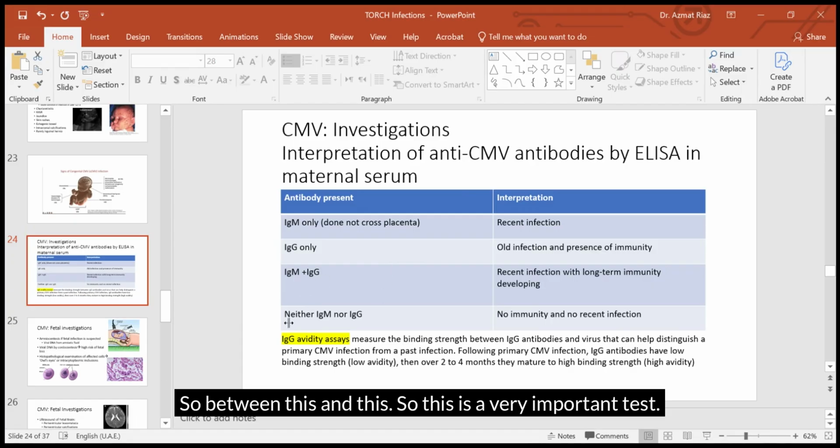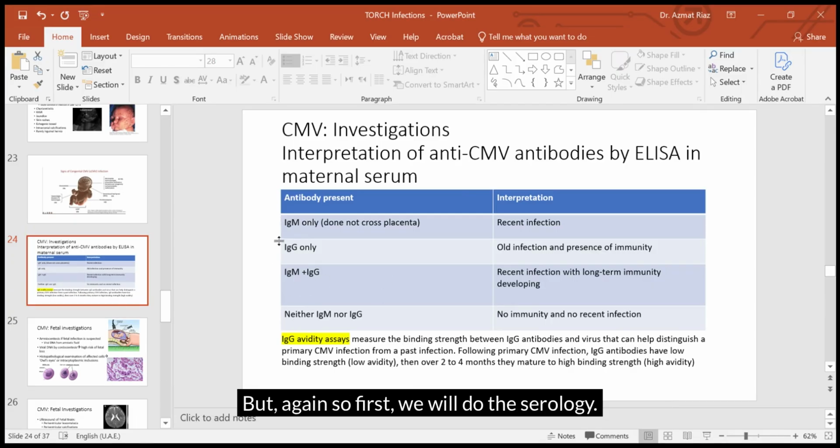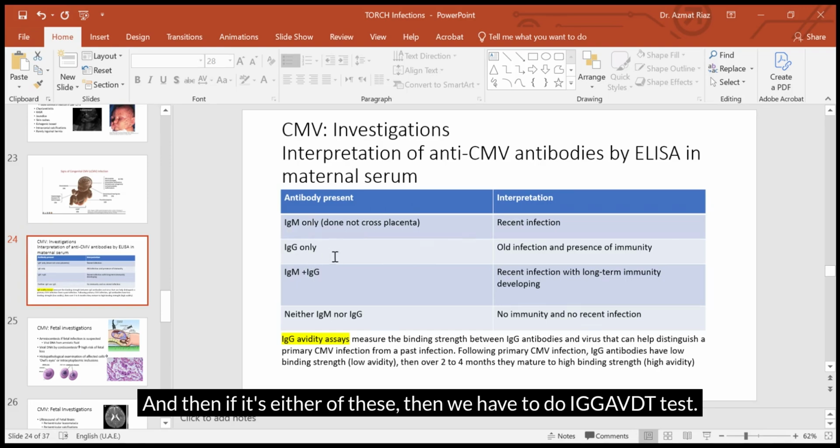So this is a very important test, but again, first we will do the serology, and then if it's either of these, then we have to do the IgG avidity test.